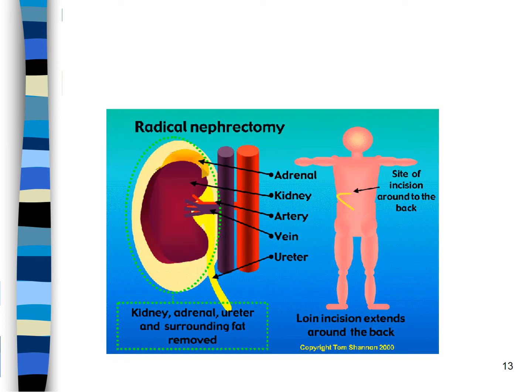This here is a radical nephrectomy slide. And it's just kind of showing the areas that may be removed, which is your kidney, your adrenal gland, which is on top of your kidney, the ureter that's coming out of that kidney, and the surrounding fat. And again, remember, if you look to the right of that picture, you can see where the site of the incision is around the back, and right around that also are ribs. So again, they may remove some ribs also in this type of procedure.